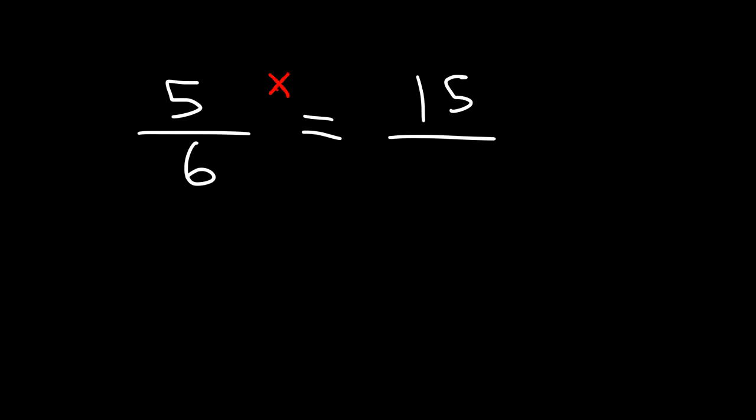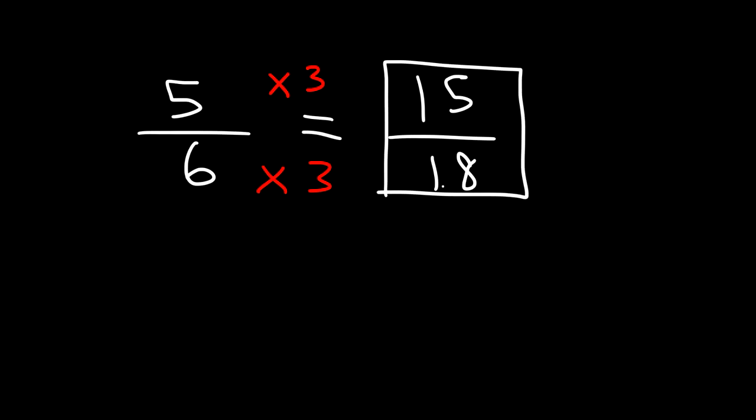5 times what number is 15? If you're not sure, what you could do is divide. 15 divided by 5 is 3. So that means that 5 times 3 is 15. So in order to find the missing number, we need to multiply 6 by 3. 6 times 3 is 18. So the equivalent fraction is 15 over 18, and the missing number is 18.